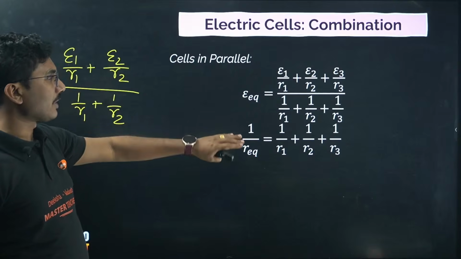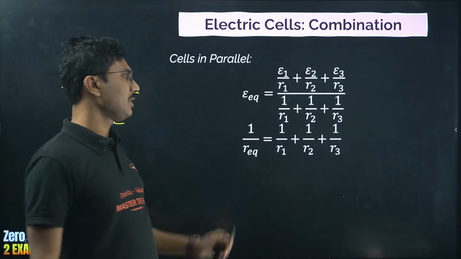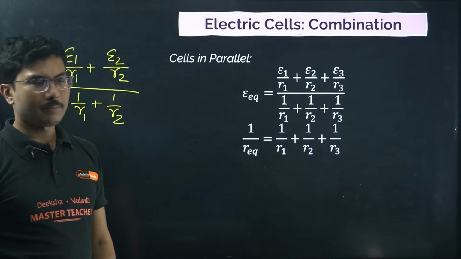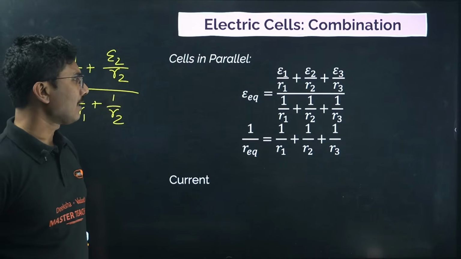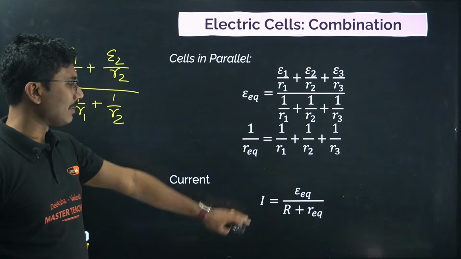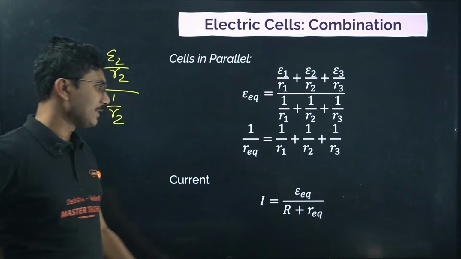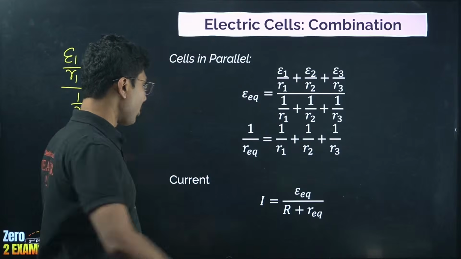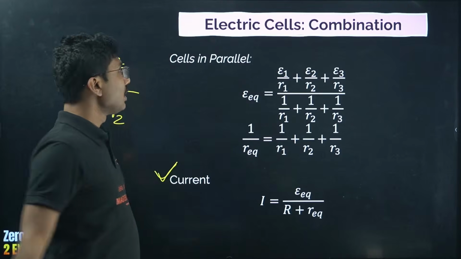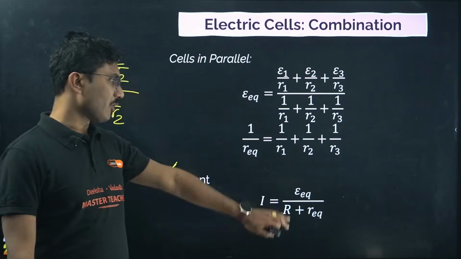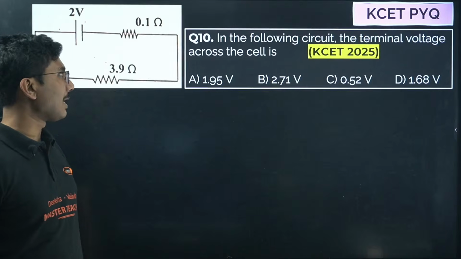Okay, and equivalent resistance is same as parallel combination, which is given by 1 by R1 plus 1 by R2 plus 1 by R3. Current in the circuit is given by I equals epsilon equivalent divided by capital R plus R equivalent. This is the external resistance. This formula is common for both series and parallel combination.